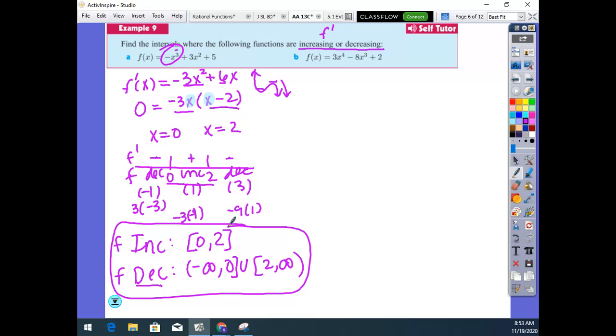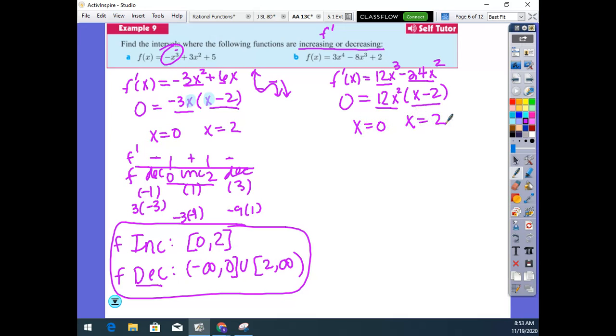Okay. All right, letter B, same thing. Start with the derivative. Set the derivative equal to 0. GCF. Set each one equal to 0. Create your number line and go in order.